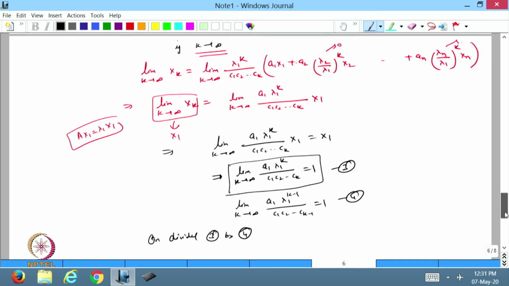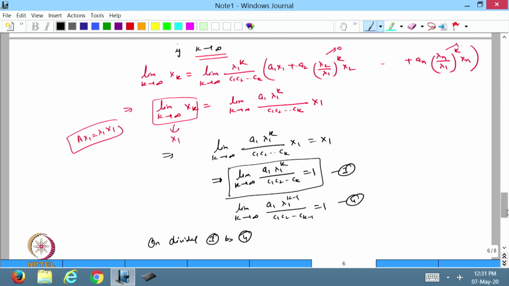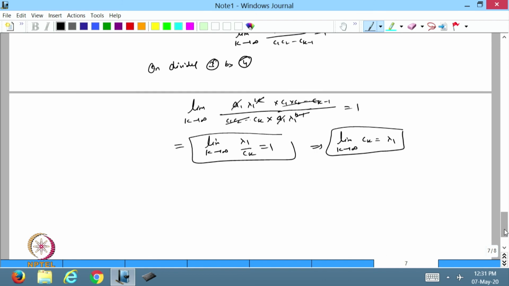So, if my vector is converging to x1, then that x1 is the dominant eigenvector, and the eigenvalue ck will converge to lambda 1. So, that is the proof of this power method theorem. Let us stop today here. Today we have started with the power method to find the dominant eigenvalue and the dominant eigenvector.